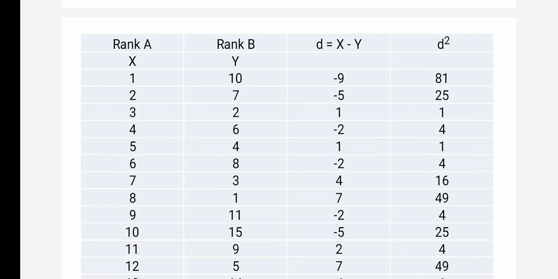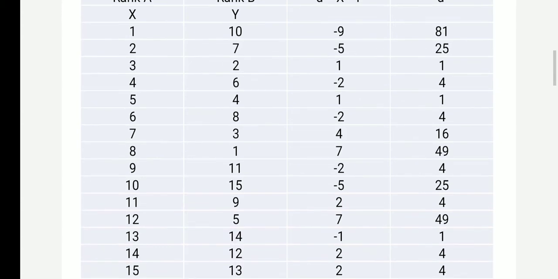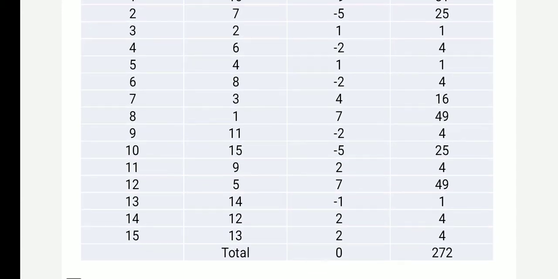In the next column, you have to take the square, d squared. Minus 9 into minus 9 is 81. Minus 5 into minus 5 is 25. 1 into 1 is 1. Minus 2 into minus 2 is 4. Similarly for the others, you have to compute the squares.